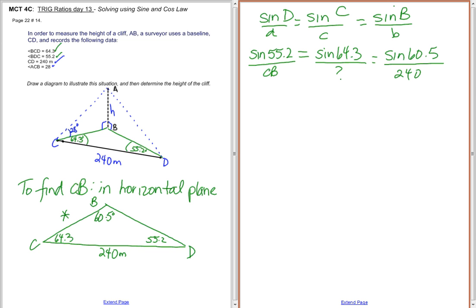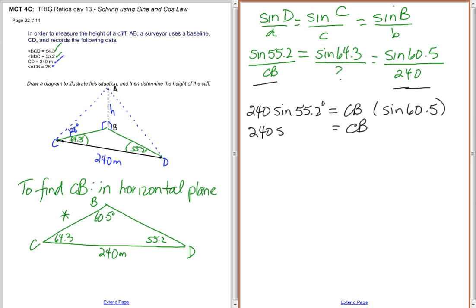So I always write all three ratios. The middle one, don't know, don't care. So I am going to solve by using the outer two ratios. To get CB by itself and not on the bottom of the ratio, I'm going to cross multiply. So multiplying both sides by 240, I have 240 sine 55.2 on the left now. On the right, I have CB times sine 60.5. And before I touch my calculator, I'm going to divide both sides by sine 60.5.